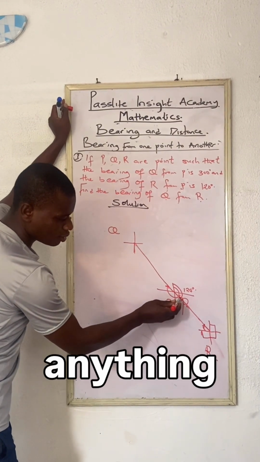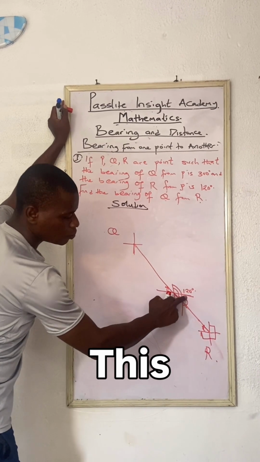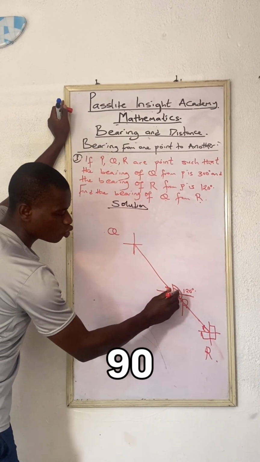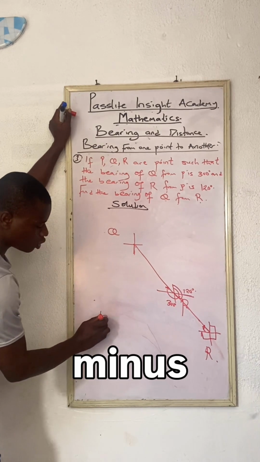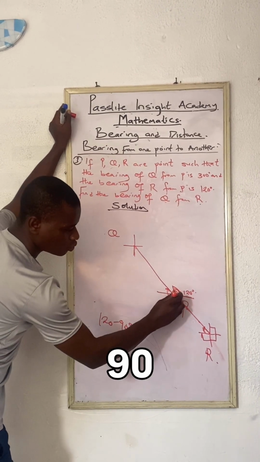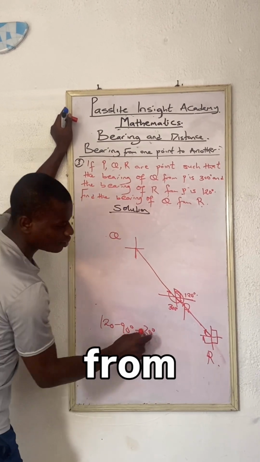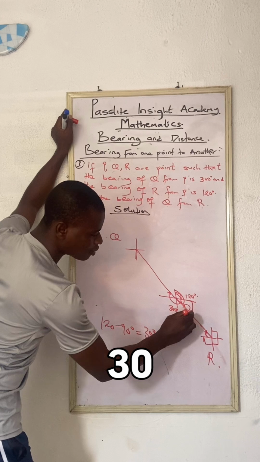Here is 120, and anything here, that is what is here in your Z. So what will be here? This is 120. So remove 90 from 120. So 120 minus 90 degrees. This square, this right angle, is 90. So what do you have there? You have 30 degrees. So that is 30. So from this point here, this point is 30 degrees.